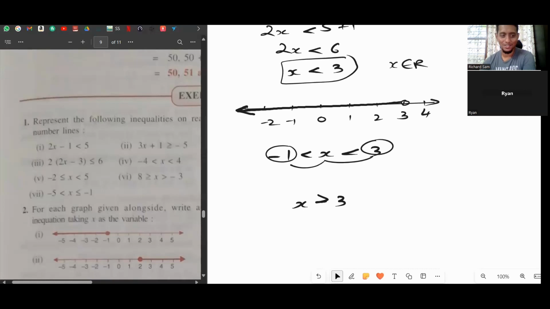Okay. So here, in the first, second, and third question, you just have one inequality, less than. So it will be from one number till infinity or this number till minus infinity. But if there are two less than symbols, it means x is in between two of the numbers. Okay.